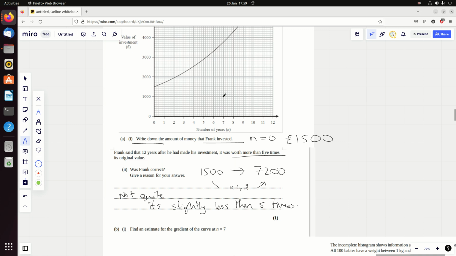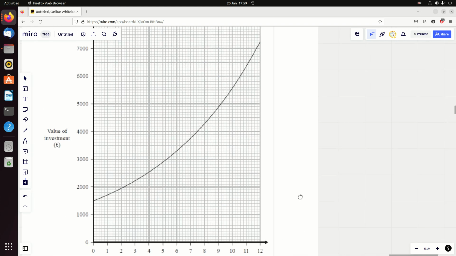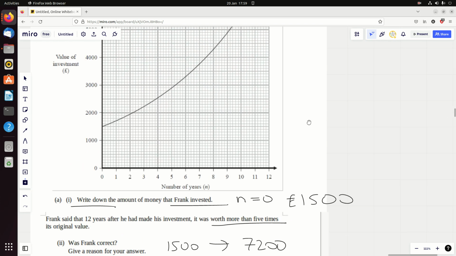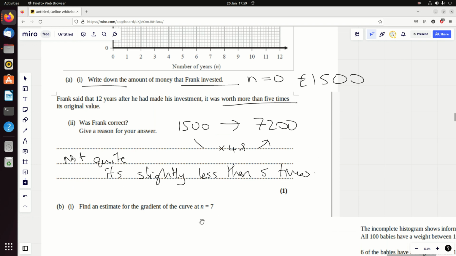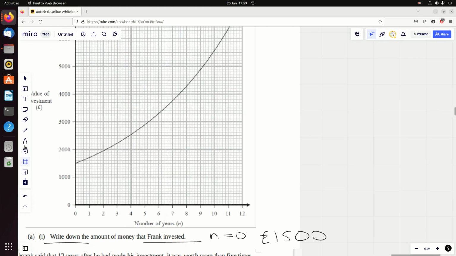Find an estimate for the gradient when n is 7. Now, there was tolerance for this answer. When you're doing a gradient on a curve, you have to do some kind of a tangent there, yeah? Now, what is it? N is 7. I'll tell you, the other way they do it, sometimes they say find the average rate of change between two values, and then you have to find a chord. But they're saying find a gradient at n is 7, so we need to draw a tangent line.